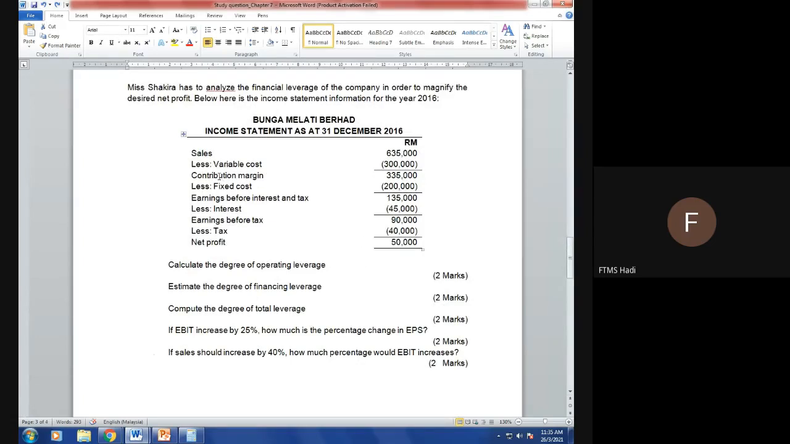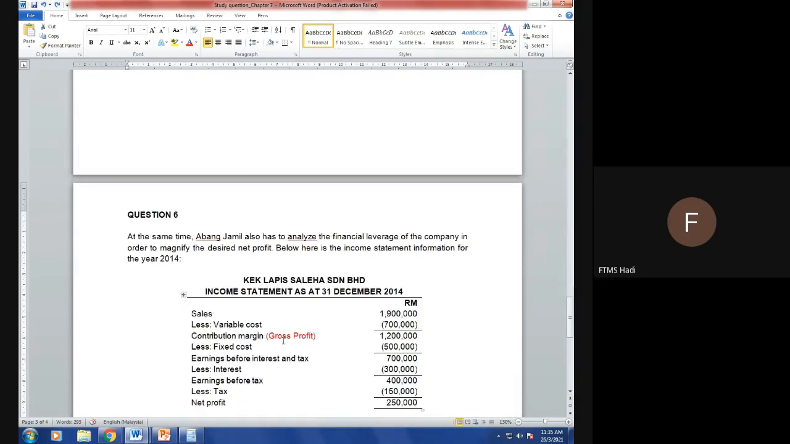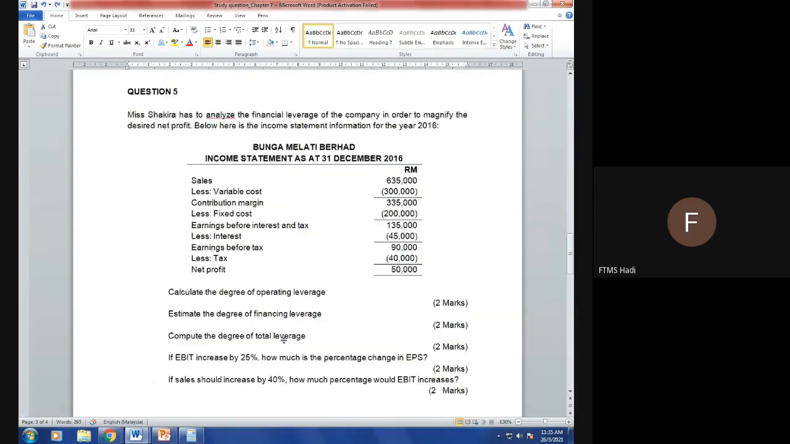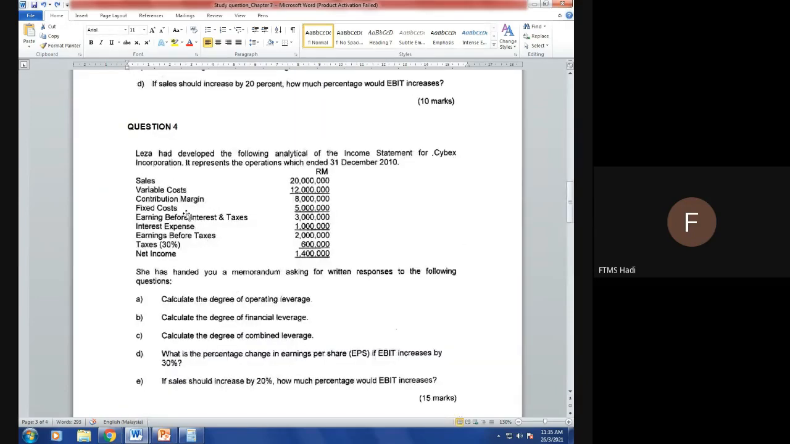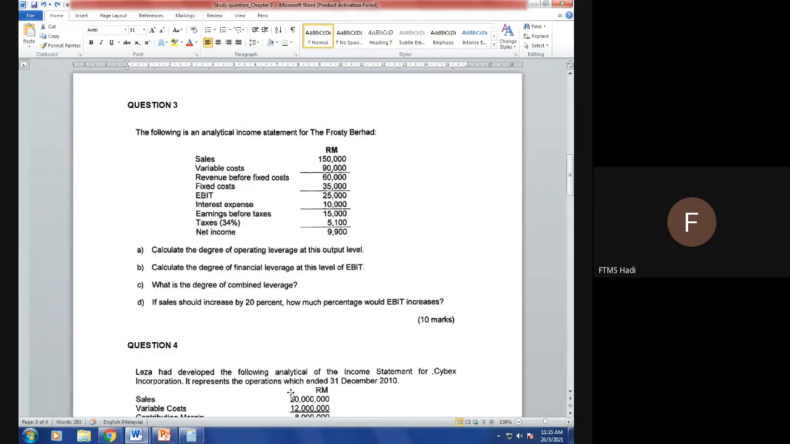There is nothing much. This is a similar question. Question 5 is okay for me. Contribution margin is also known as gross profit. Just bear in mind, contribution margin is gross profit also. Revenue before fixed cost is also known as contribution margin, which is also known as gross profit. Usually at line number 3.